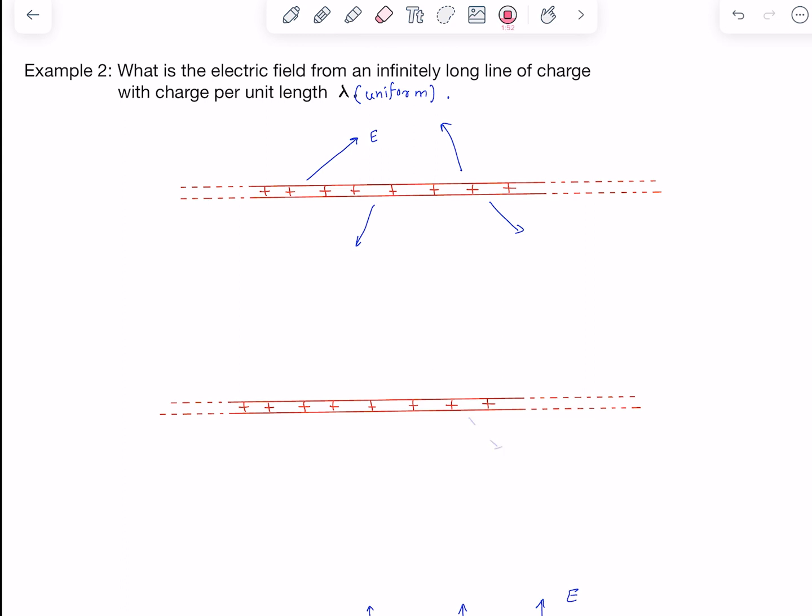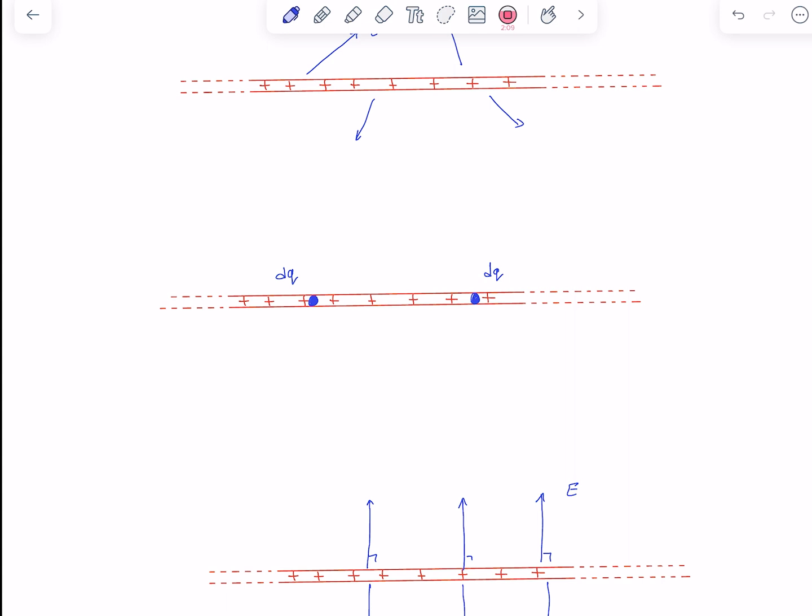Okay, imagine there's a tiny charge dq here, and there's another tiny charge dq. Because it's a point charge, a really tiny point charge, there is electric field coming out of it like this, in all directions. The same is with this charge. This is charge number 1, this is charge number 2. So I'm just looking at two tiny charges in the line of charge. Same thing is happening here, electric field coming out like this.